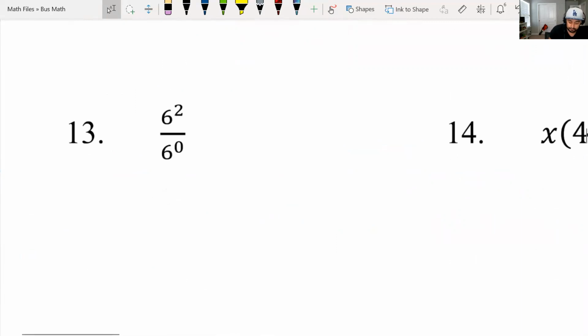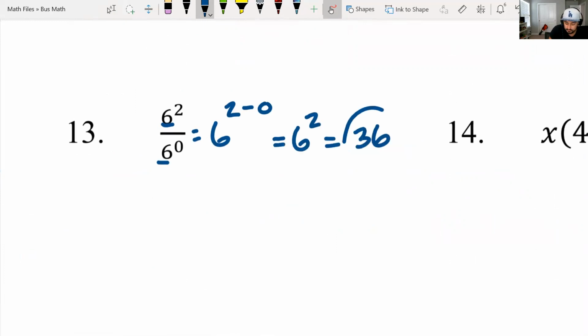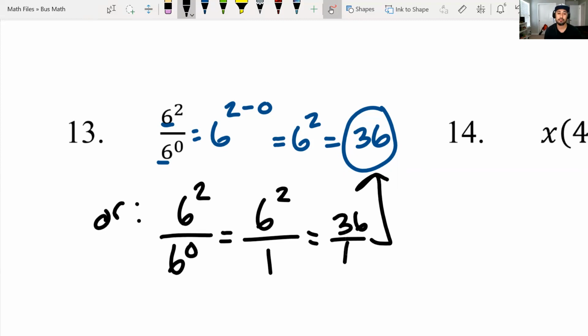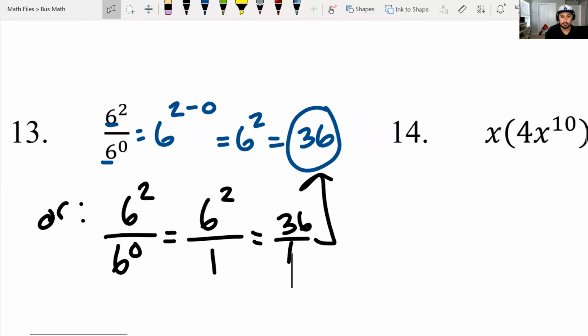All right, 13. Method 1, quotient rule, same base, subtract your exponents. 6 to the second minus 0 gives me 6 squared, which is 36. Or you have 6 squared over 6 to the 0th, and anything to the 0th power is 1. This becomes 36 over 1, which is still 36. So, there you go.